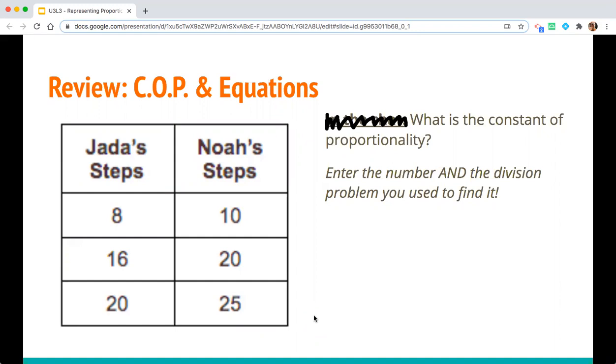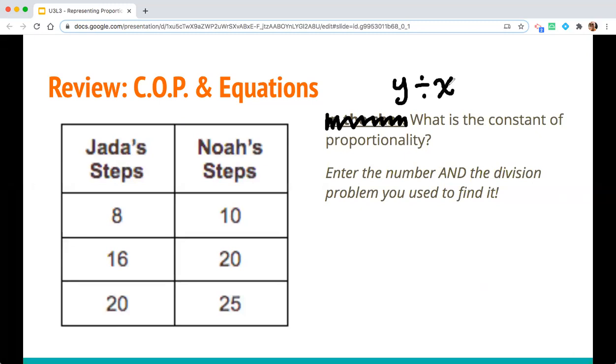You had a chance to start looking at this situation with Jada's steps and then Noah's steps as part of the do now. We're going to continue to use this situation to do a quick review on finding constant of proportionality from a table and using it to write an equation. So we should remember that finding constant of proportionality, we reviewed this yesterday, all we need to do is find a y and x value that represent the same point and do y divided by x.